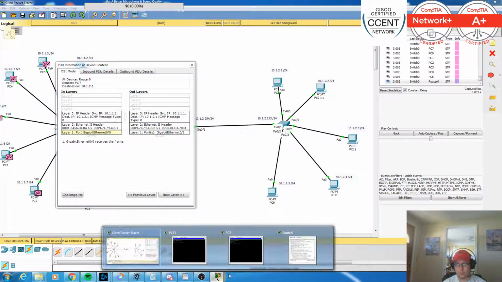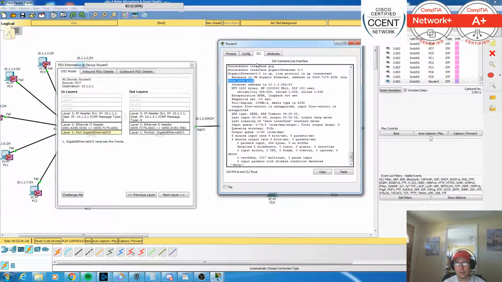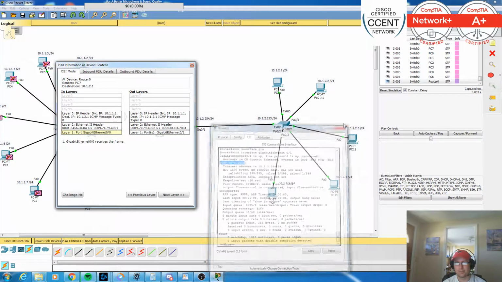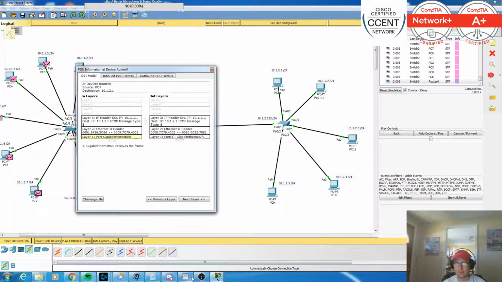and bring back up router 0. Looking for the MAC address. Notice the MAC address right here. And notice that the MAC address is replaced by the router's MAC address as it sends it over to PC1 over here. So this is why I like Packet Tracer. It's really good at demonstrating how a packet is carried across the network.